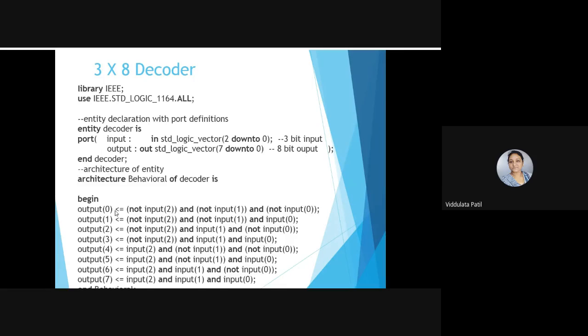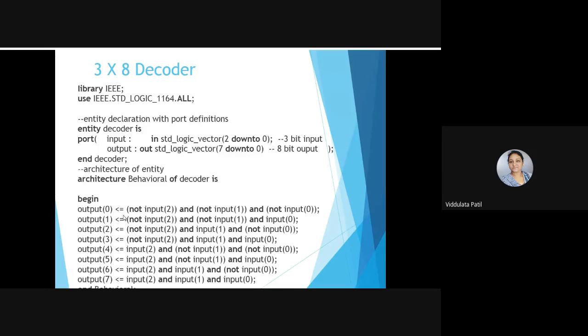So output 0 is assigned to not input 2 and not input 1 and not input 0. Similarly, this is the expression for output 1, that is, not of input 2 and not of, sorry, not of input 1 and input 0. In this way you will find all the expressions for these outputs. So check these outputs from the truth table.